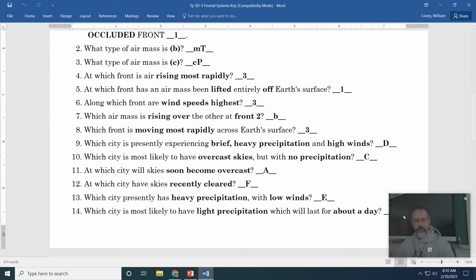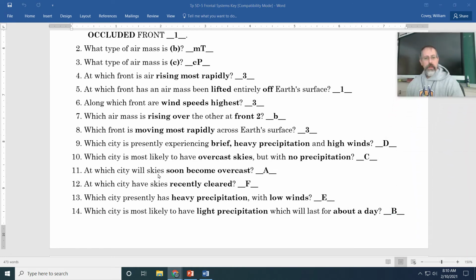So down here at the bottom, A, F, E, B to finish out the bottom of page 1.